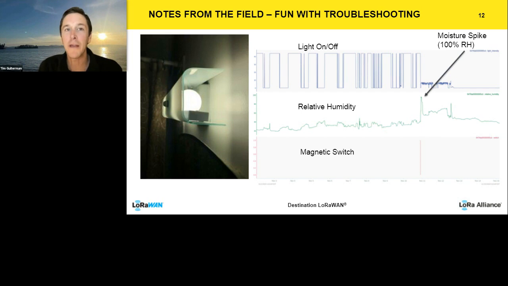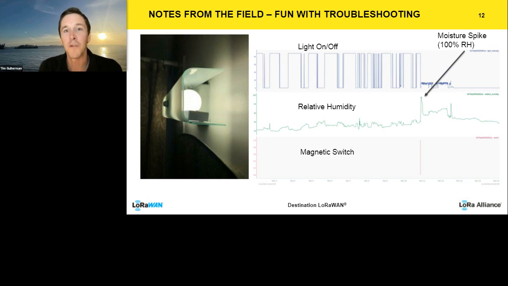And the great thing about the Internet of Things or LoRa sensors is you get these multiple data points. So we could look at relative humidity. Even in this case, there's a magnetic switch on the sensor and something spiked. This is almost a 100% humidity spike and something tripped the magnetic switch. And what we said, all remotely in a few minutes, was it looks like this thing fell into water. They confirmed with the customer, and that's exactly what happened.